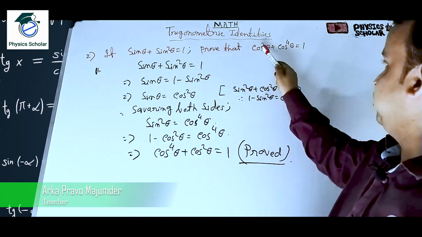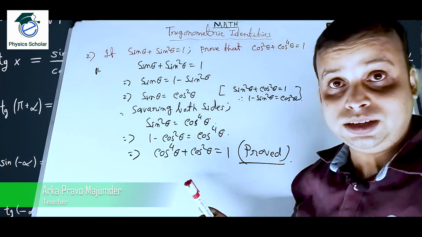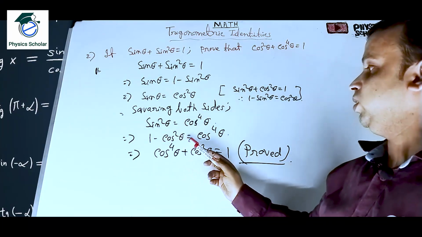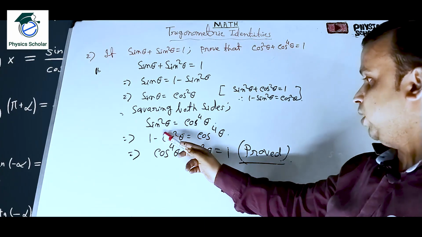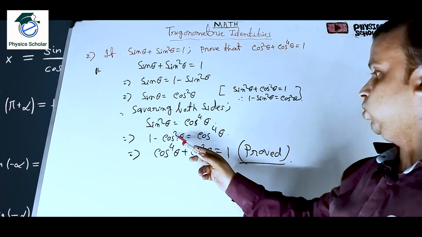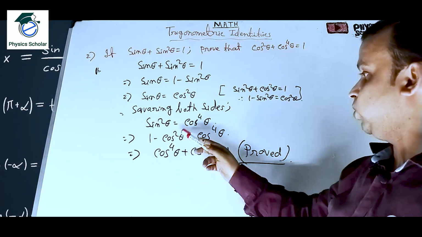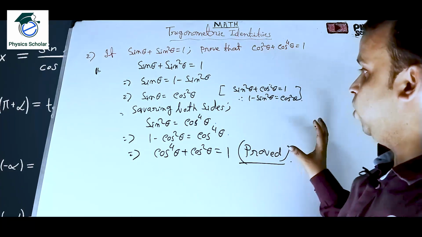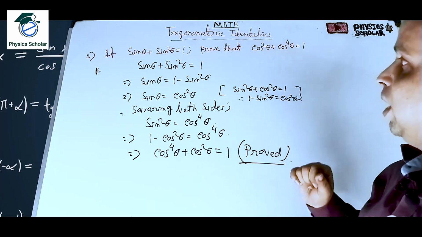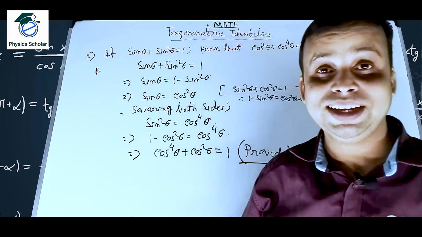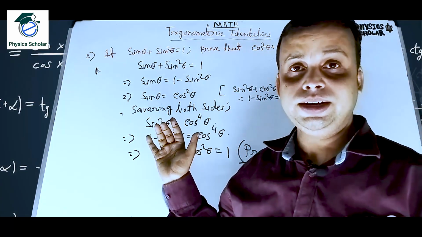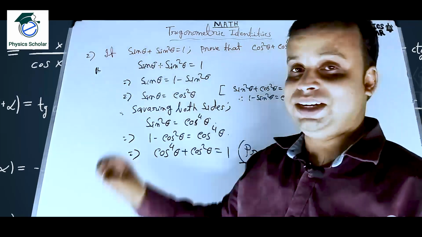Now sin square theta, because the expression is in terms of cos, we cannot have sin. We have to convert it into cos. So sin square theta is equal to 1 minus cos square theta, which is equal to cos to the 4 theta. So we shift this side cos square theta, so cos to the 4 theta plus cos square theta is equal to 1. That we have to prove. Okay, so hope you have understood this. Very simple sum, but very important for the examination. Clear? So now students, without further delay, let us move to sum number 3.